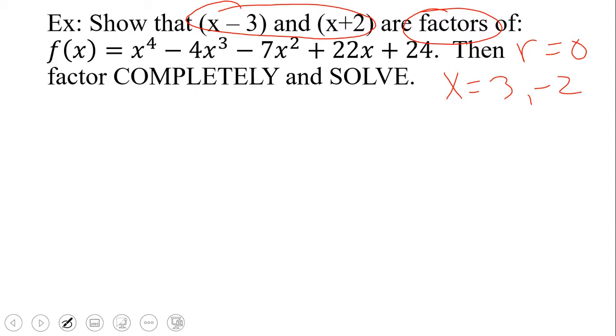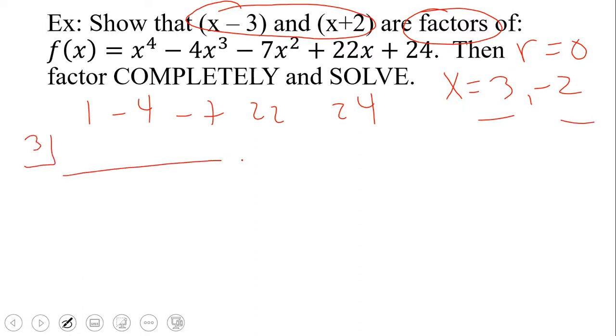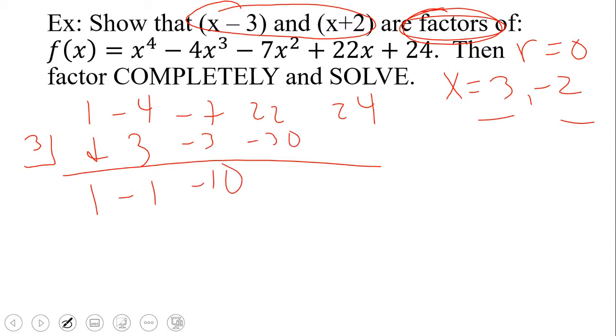When you go to start by copying your coefficients, using any placeholders as needed, which in this case we don't need any. So 1, -4, -7, 22, and 24. It does not matter which of these roots you start with. I'm just going to go in the order that they gave me, and I'm going to start by plugging in 3. Again, fingers crossed, I should get the remainder of 0. That's the whole point of being a factor. So bring down the 1, multiply to the box, add the column, multiply to the box, all the way down the line.